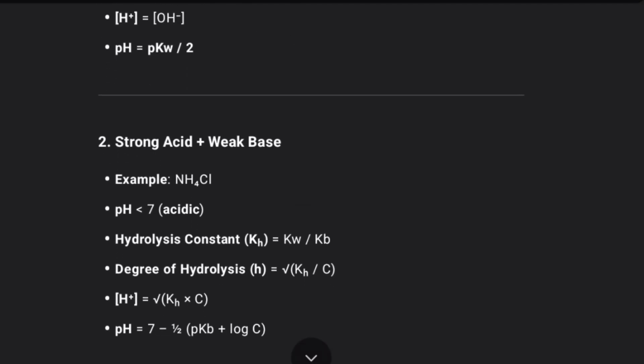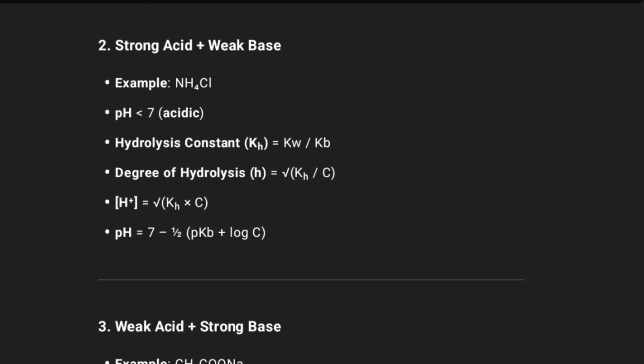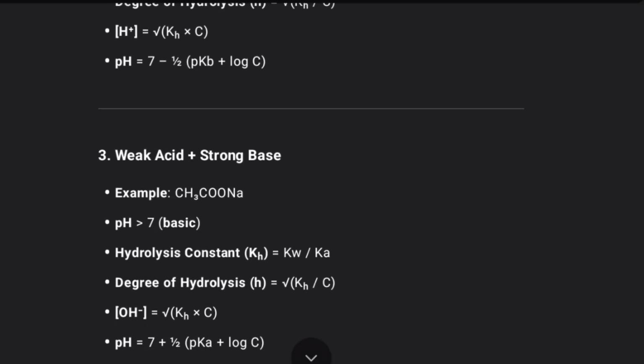2. Strong acid, weak base. Example, NH4Cl, pH is acidic. Hydrolysis constant Kh equals Kw over Kb; degree of hydrolysis h equals the square root of Kh over C; pH equals 7 minus half of pKb plus log C. 3. Weak acid plus strong base. Example, CH3COONa, pH above 7, basic. Hydrolysis constant Kh equals Kw over Ka; degree of hydrolysis h equals the square root of Kh over C; pH equals 7 plus half of pKa plus log C.